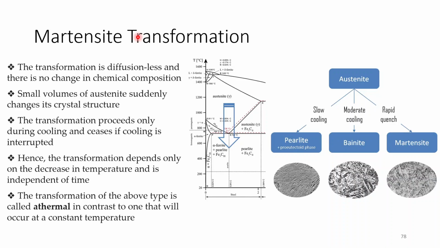Martensite transformation: the transformation is diffusionless and there is no change in chemical composition. Small volumes of austenite suddenly change their crystal structure. The transformation proceeds only during cooling and ceases if cooling is interrupted. Hence the transformation depends only on the decrease in temperature and is not dependent on time. A transformation of this type is called athermal, in contrast to one that will occur at a constant temperature.